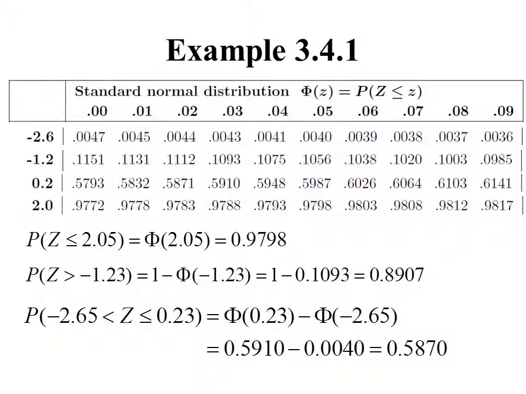Last one, let's find the probability that z is between negative 2.65 and positive 0.23. So this is going to be phi of 0.23 minus phi of negative 2.65. So we go on our table C1 to 2.03, and we get that value, 0.5910. And then we go to negative 2.65. We get that area to be 0.0040. Subtract the two, and we get our probability of 0.5870.